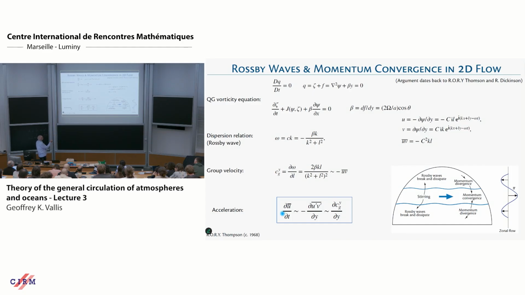Everything here, beta is positive, (k squared plus L squared) all squared is positive. So the sign of this is proportional to k times L, the wave number in the x direction times the wave number in the y direction.